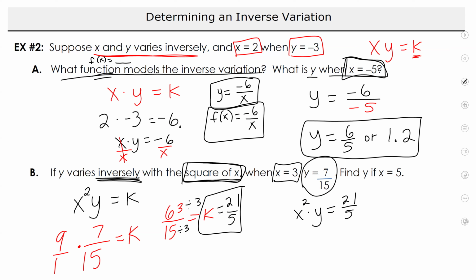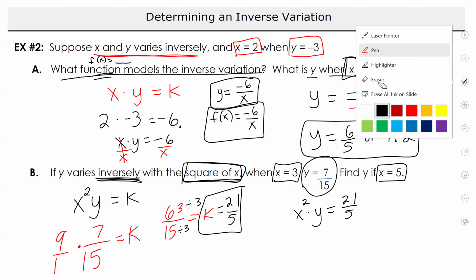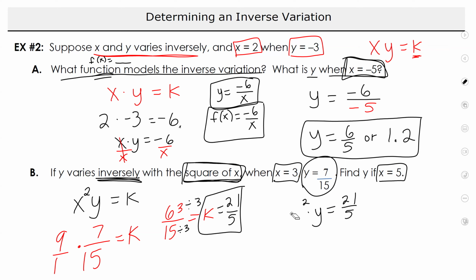Okay, now let's answer the question. Find Y if X is 5. So I'm going to replace this X and put a 5 there. What's 5 squared? So this will be 25Y equals 21 over 5. I want Y by itself. It says find Y. Good.